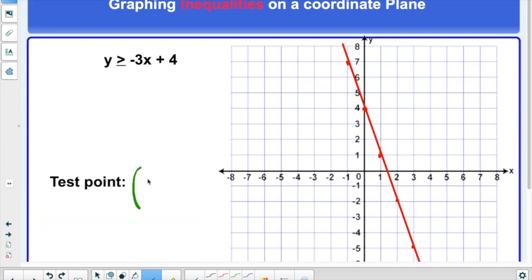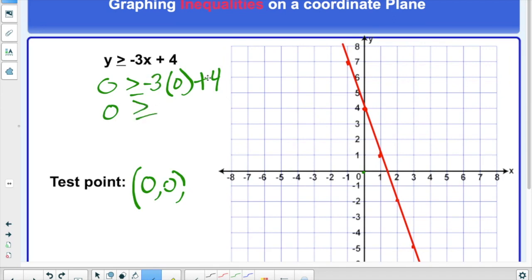So let's test out the point. Let's just test out the origin because that's really easy. So I'm testing out this point right here to see if it works. If it works, I'm going to shade there. If not, I'm shading over here. So I'm going to plug in 0, 0. And then here I have 0 is greater than or equal to 0 plus 4. 0 is not greater than or equal to 4. So I know that 0, 0 is not going to be a solution. So I must have to shade over here. This is where all my solutions are going to be, in this area on this side of the line, not this side.